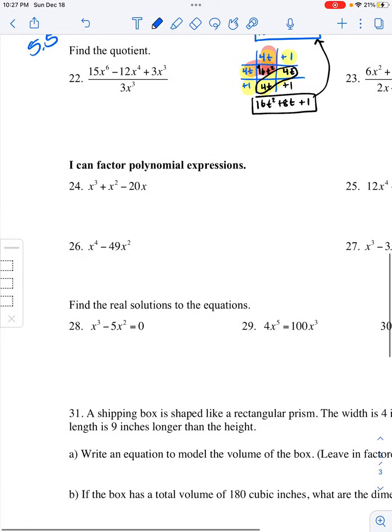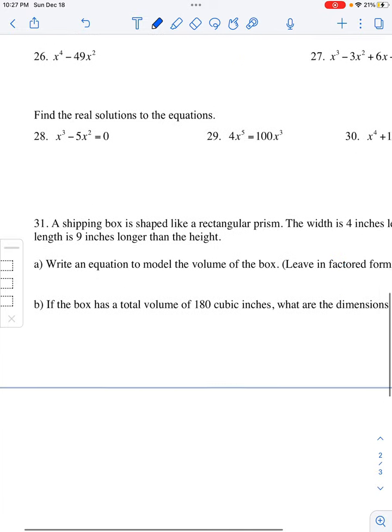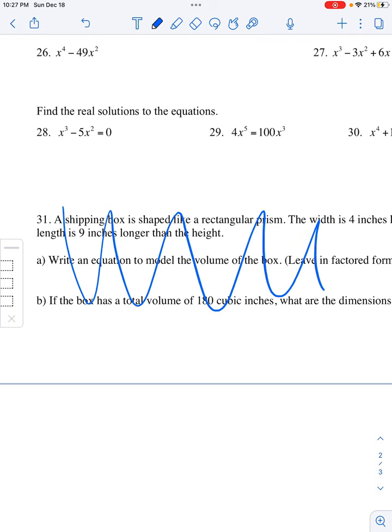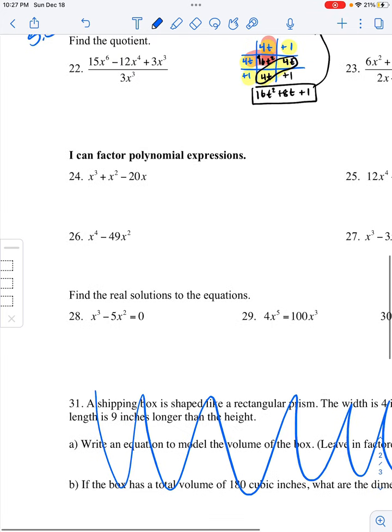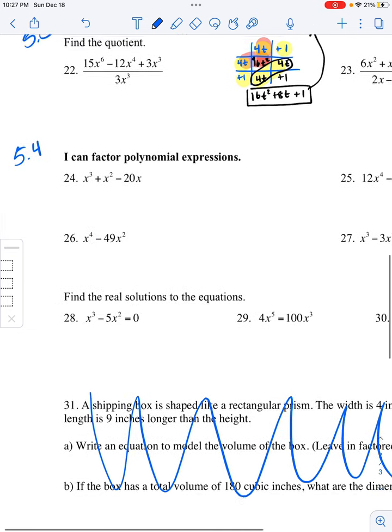And then the last thing was factoring. Now, I am going to eliminate this because I didn't teach it to you in the notes, and we're not going to have one on the test, so we're not going to do it. So I'm actually going to go in order. I'll come back to these two. First, we're going to do 5-4, which was factoring.